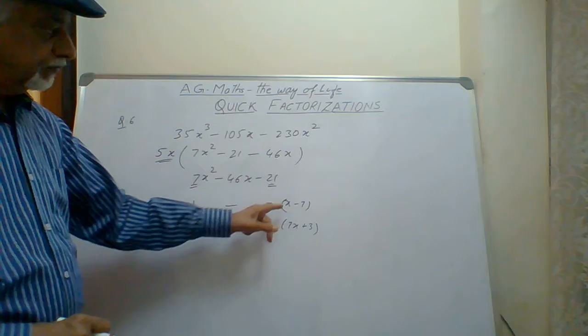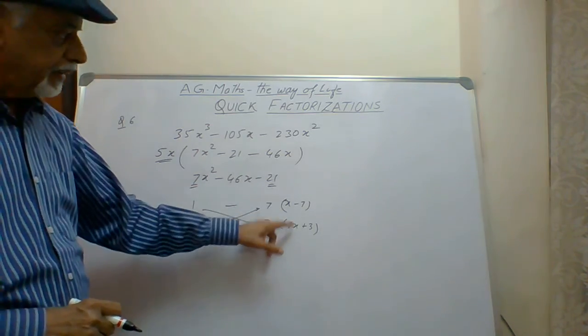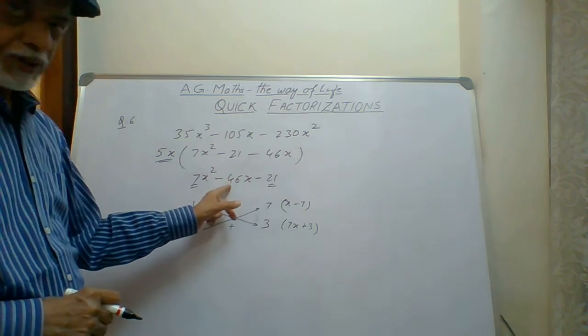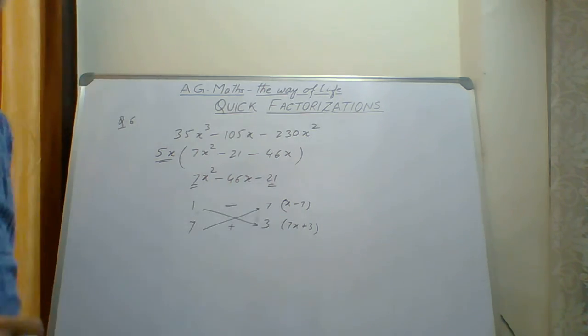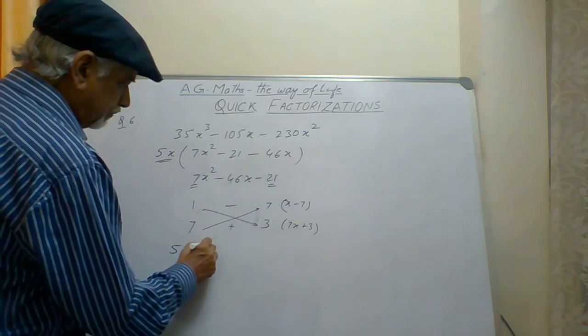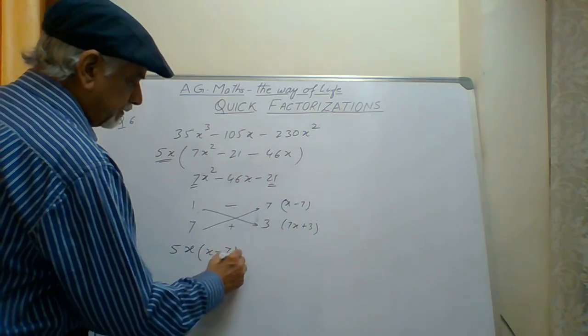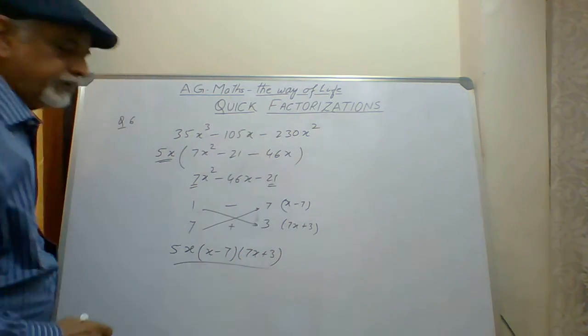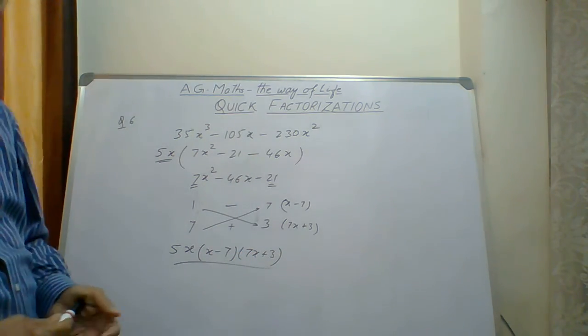So x and 7x will give me 7x square. 7x into minus 7 is minus 49 plus 3x is minus 46 and minus 21. So the final factorization is 5x multiplied with x minus 7 and 7x plus 3. Isn't it that easy? Yeah.